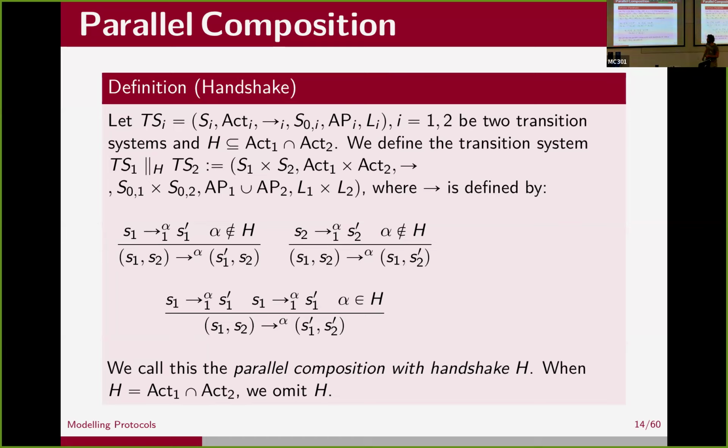So basically this new construction we call the parallel composition with handshake H, and H, I said, can be some sort of subset of the intersection of these two action sets. But when it's precisely the intersection, we can just omit it. We just write parallel. Like we just omit the H here as well.